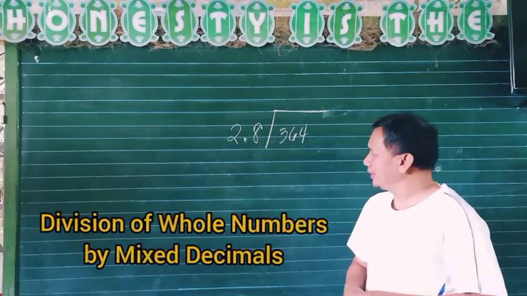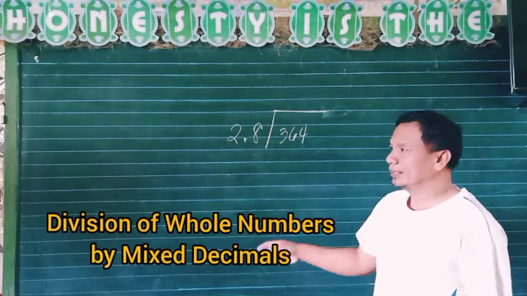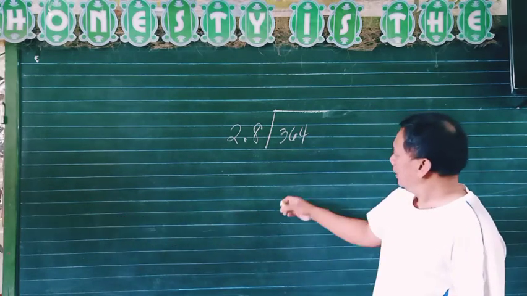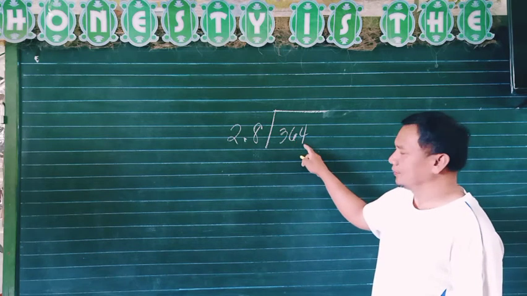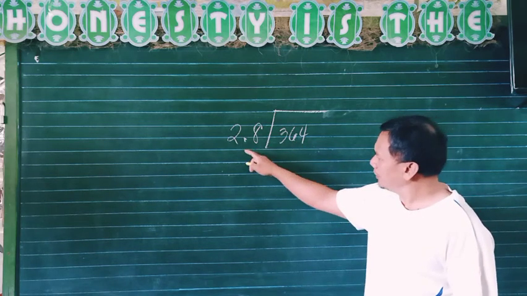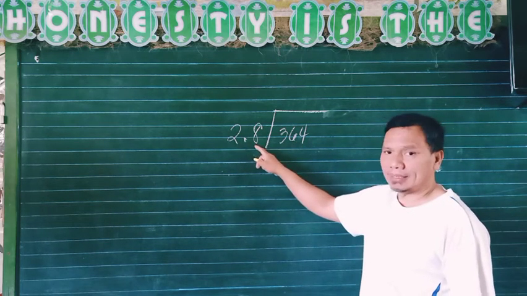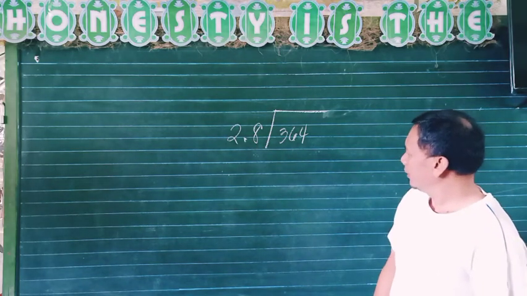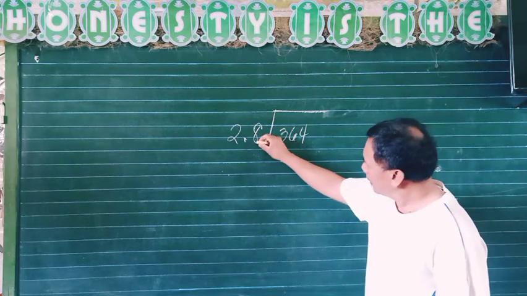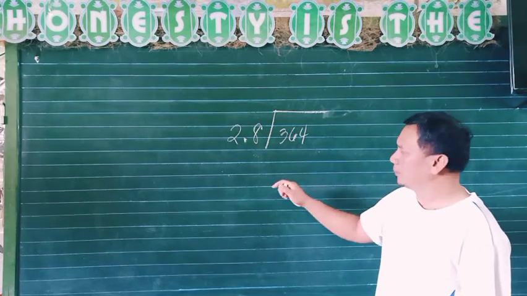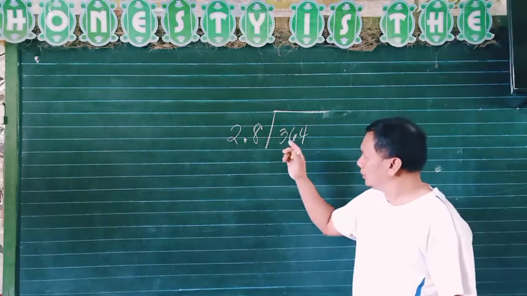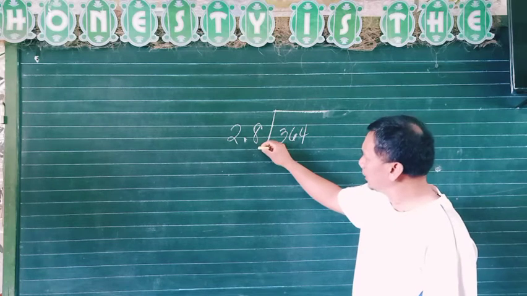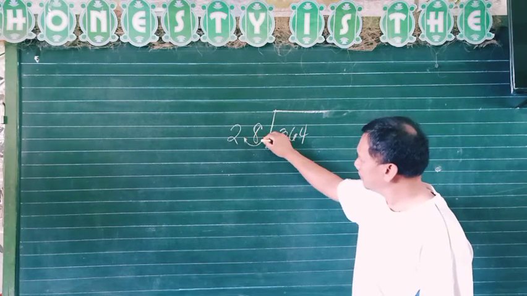Okay, this time our next lesson is about dividing a whole number by a mixed decimal. Our dividend is 364 and this is the whole number. And our divisor is 2 and 8 tenths. It is a mixed decimal. Since our divisor is not a whole number, the first step you are going to do is to make the divisor a whole number first by moving the decimal point to the last digit.